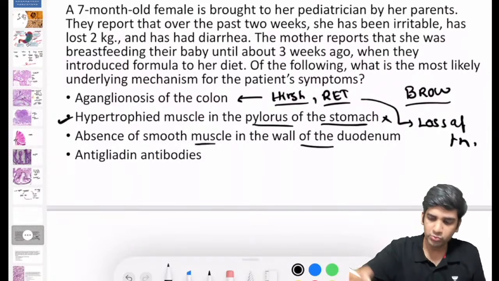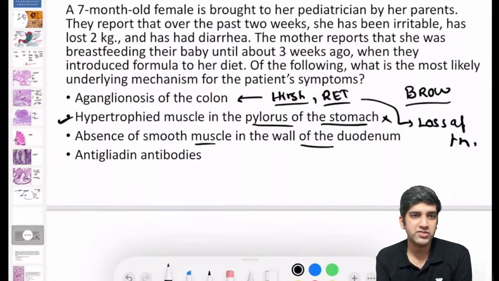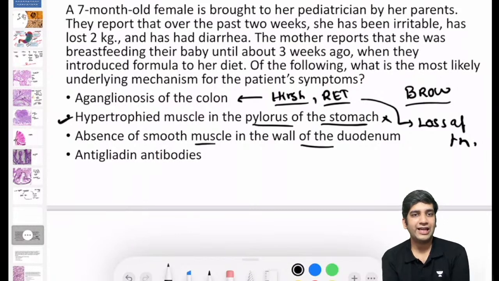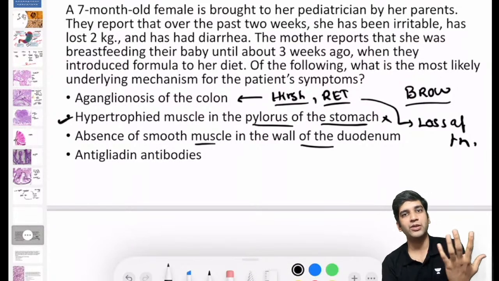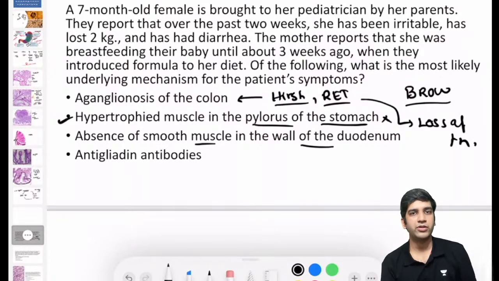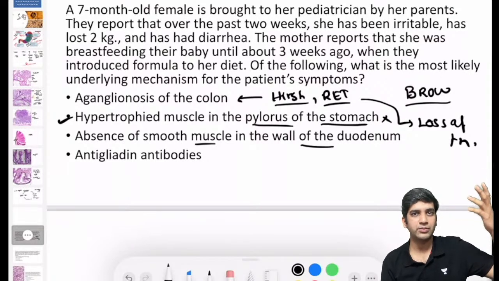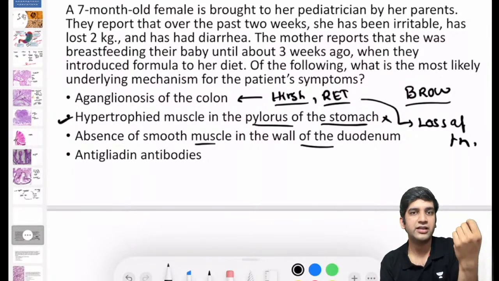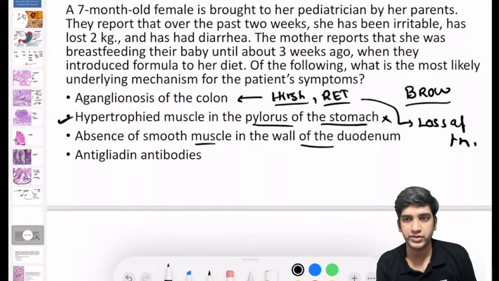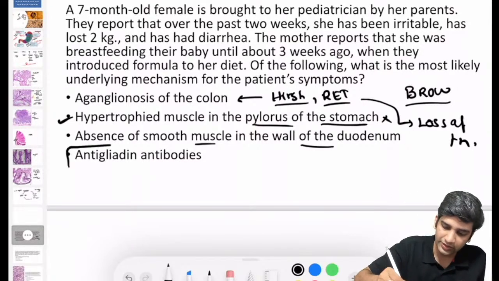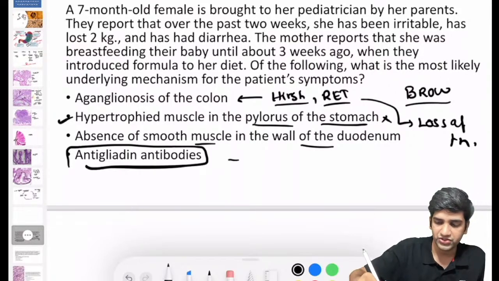See, absence of smooth muscle in the wall of the duodenum, it's a very non-specific finding. When smooth muscle is absent in any part of the duodenum, the only thing I can have is a diverticula, because muscle is something very strong, which can result in diverticula. So again, it's not going to have the symptom of flatulence and loss of weight after introduction of it, fine. Okay, and obviously the only thing which fits in here for celiac disease is anti-gliadin antibodies, right?